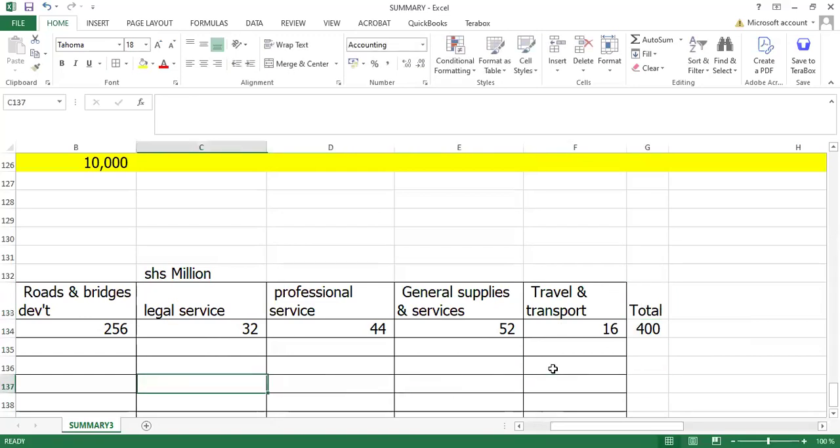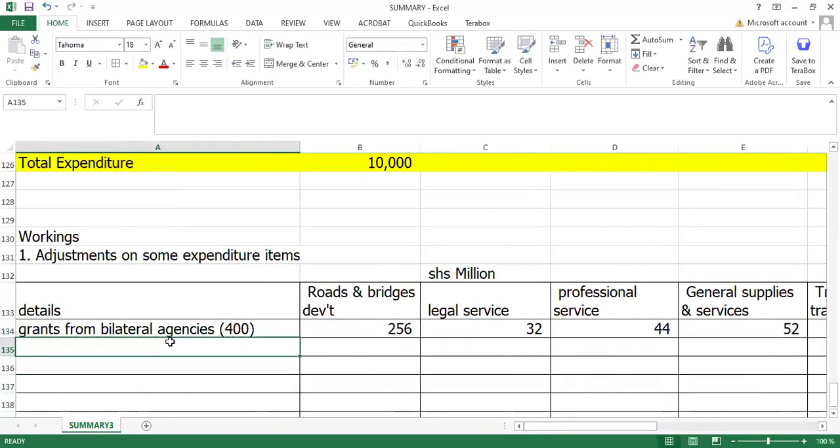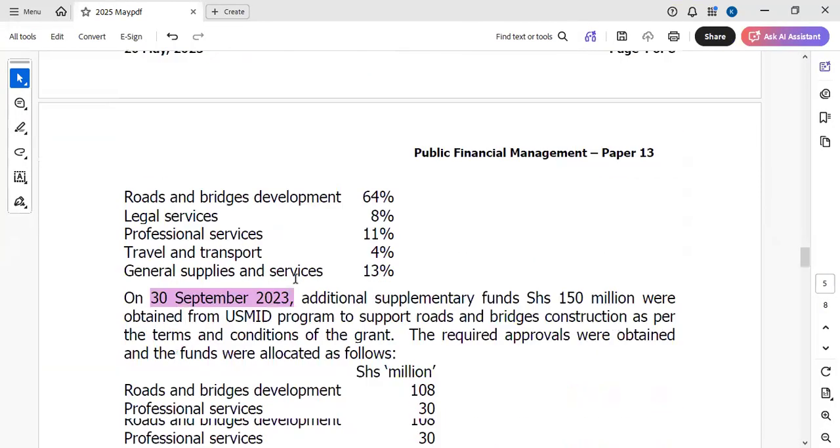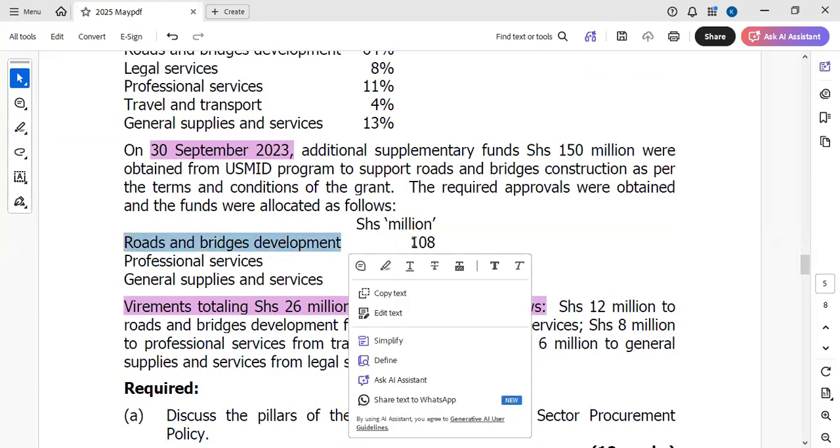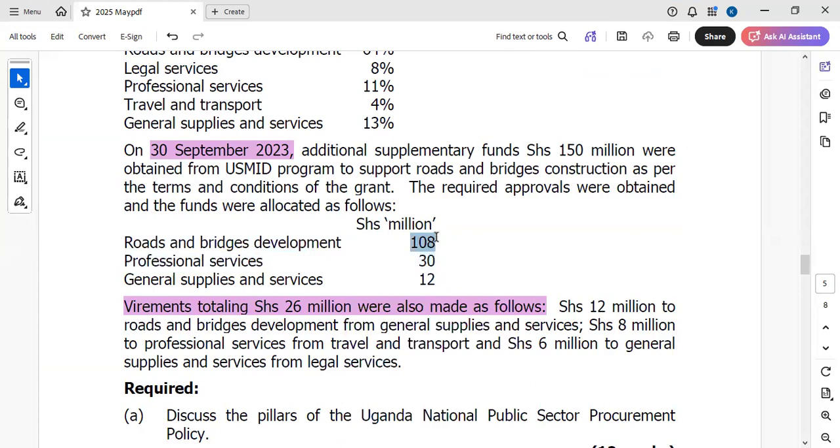Okay, so next it was this grant from what? Grant from USAID. We are allocating 150 million to which entity, rather to which budget items? It is roads and bridges. Roads and bridges, we are allocating 108.